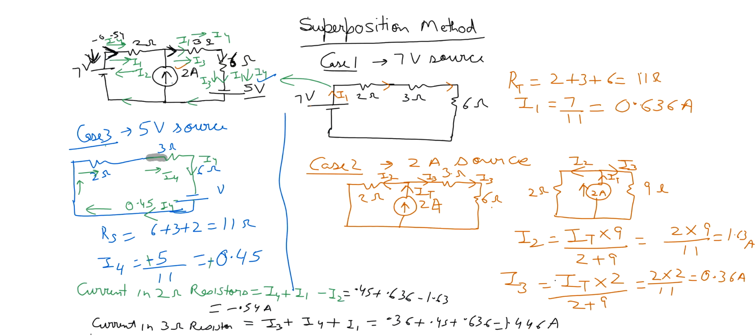Same thing for the 6 ohm resistor because they are in series. So 3 ohm and 6 ohm will have the same current, I4, I1, I3 added. That will be 1.46. So current in 3 ohm and 6 ohm remains the same. This is how you solve circuits using the superposition method.